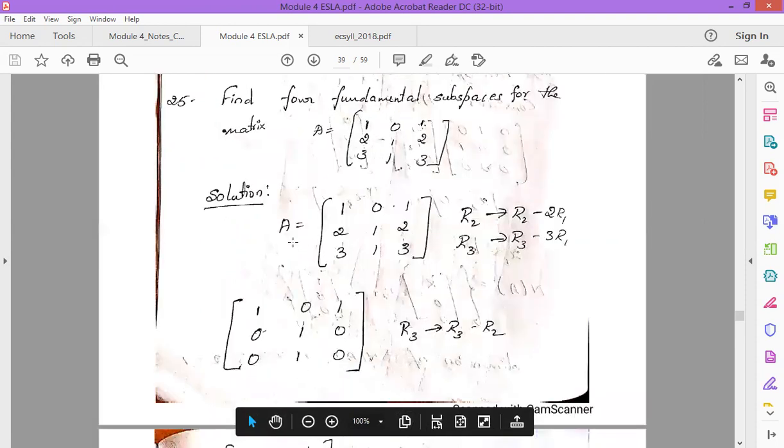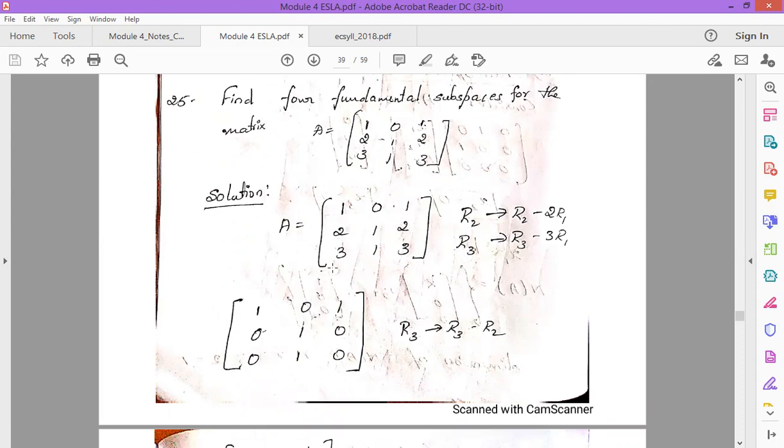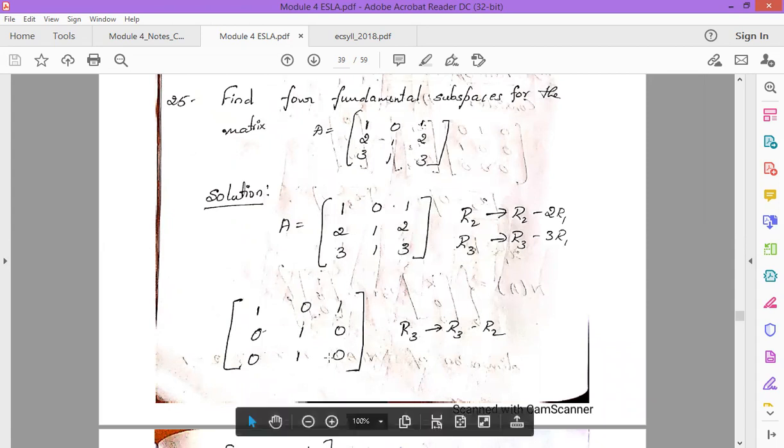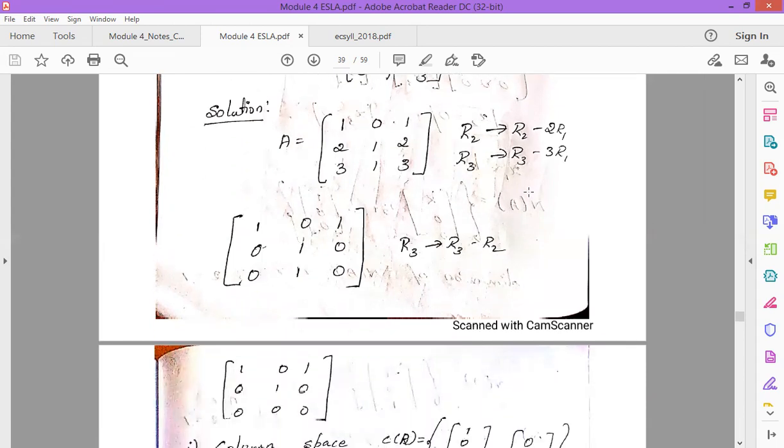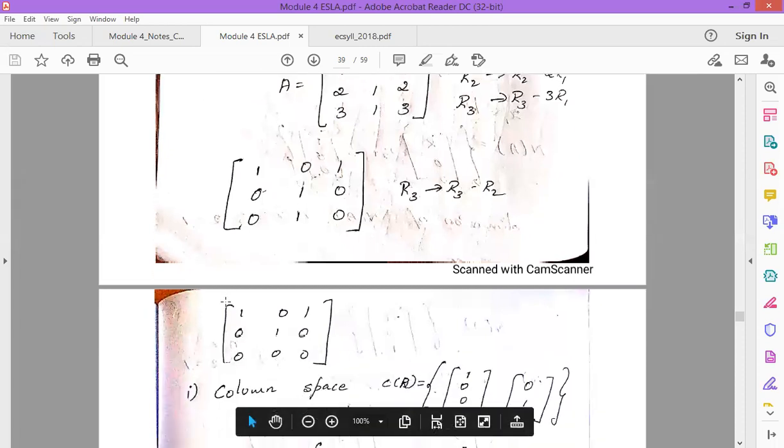First let us consider the matrix A, defined by 1 0 1, 2 1 2, 3 1 3. On this matrix we are going to apply row echelon form, the row reduced form. Some row operations are applied in order to make some of the rows 0. We apply R2 minus 2R1, R3 minus 3R1, as well as R3 minus R2. When we apply these three transformations, it results in the matrix 1 0 1, 0 1 0, 0 0 0. This is the reduced form of the given matrix A.